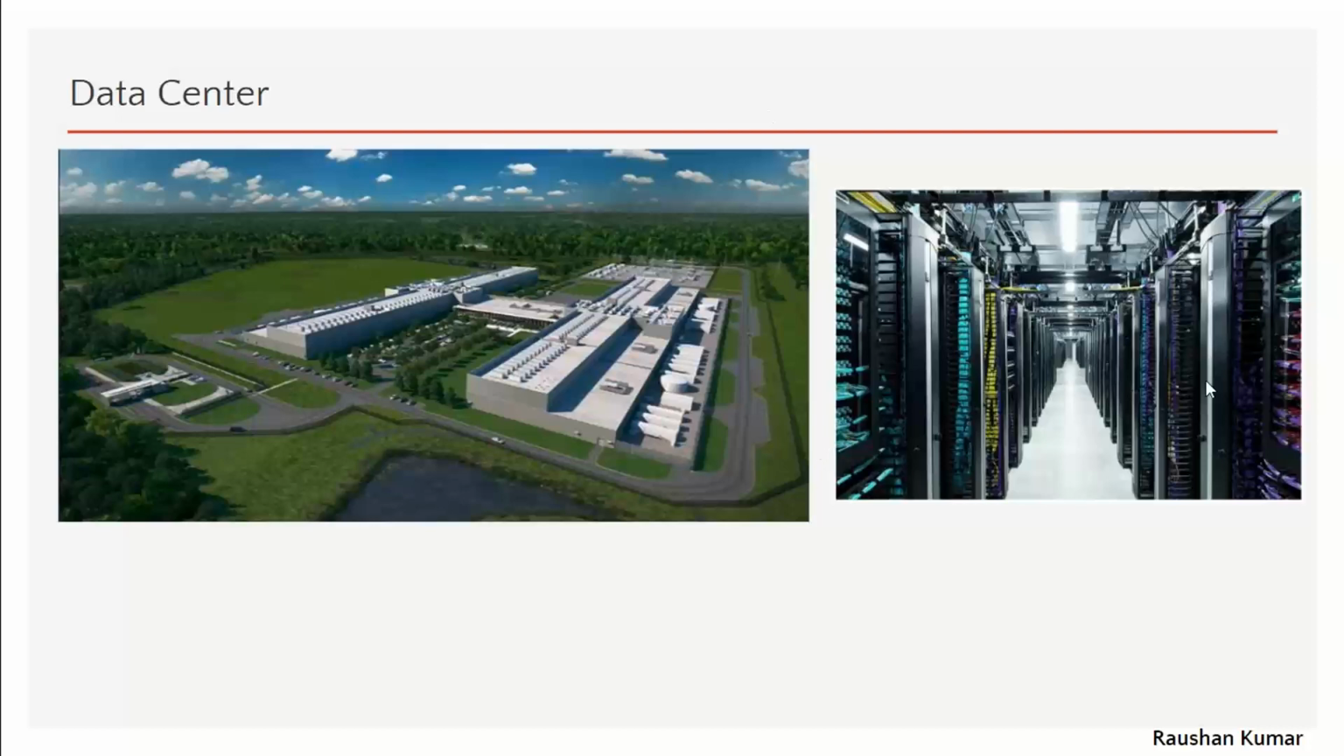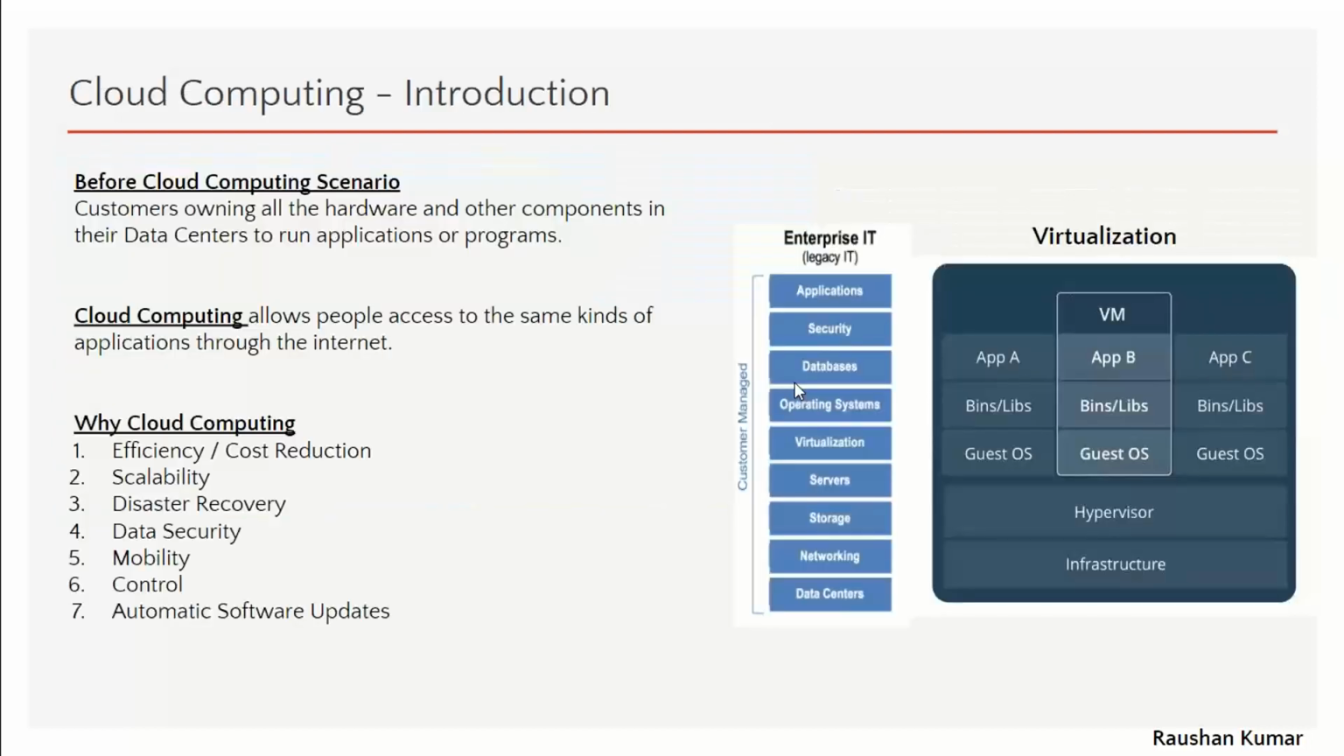Okay, so moving on. This is called a data center setup. When I say on-premise, basically you own everything. This is what enterprise IT would look like. You own the data center, networking, storage, servers, everything. All the components you see here as part of enterprise IT or on-premise, you own. This was the setup before cloud computing, customers owning all the hardware and other components. The word is own. That's the on-premise and cloud definition: owning and renting.